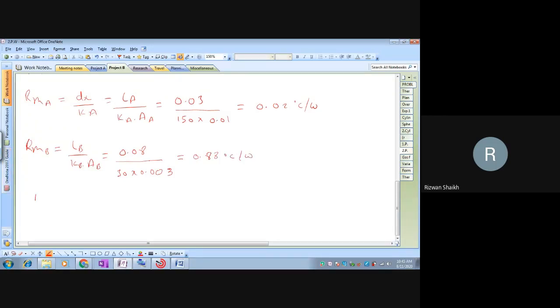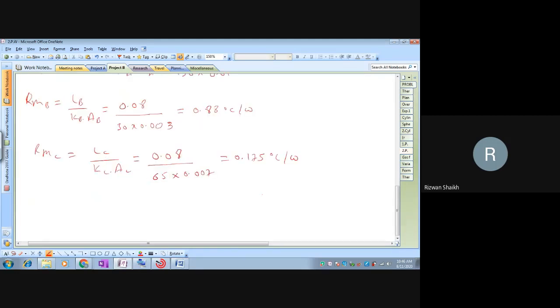Similarly, you can go with RTH C. It is LC upon KC into area C. Again you can apply the values. It is 0.08 because for B and C the layer thickness is the same, divided by 65 into 0.007. It comes to 0.175. Meantime, you can also practice if you get time. Similarly, for resistance D, you can calculate.